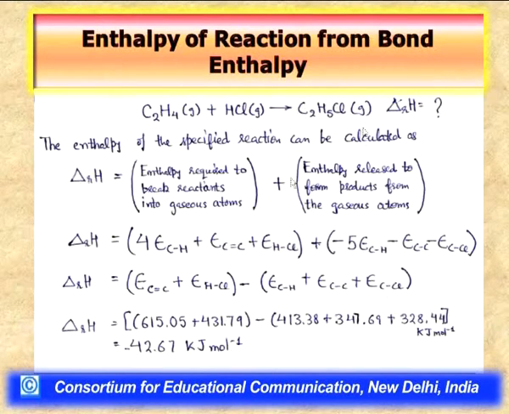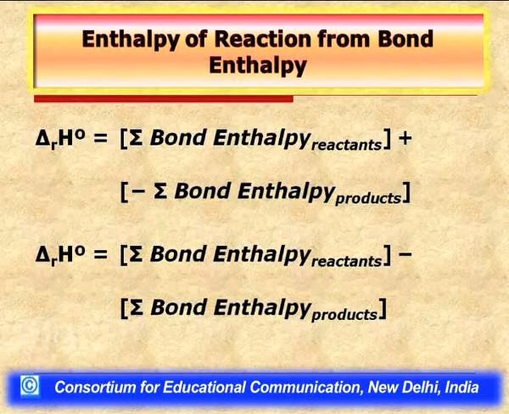We should make use of bond enthalpy data in order to determine the enthalpy change of a reaction when and only when we do not have other methods for calculation of enthalpy of a reaction, since this method only provides us an approximate estimate of the enthalpy change of a reaction. So, in summary, we can say enthalpy change of a reaction can also be determined as sum of bond enthalpies of reactants minus sum of bond enthalpies of products.